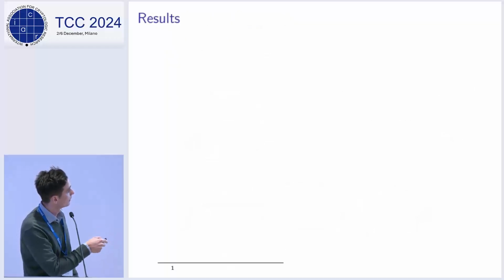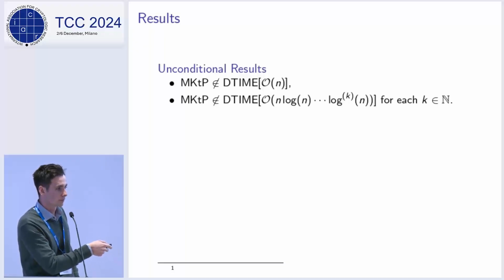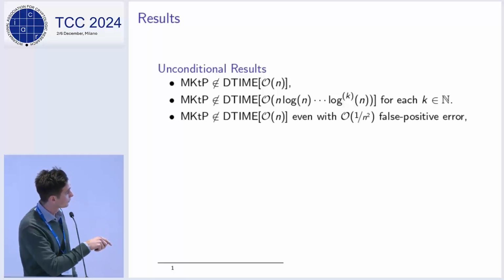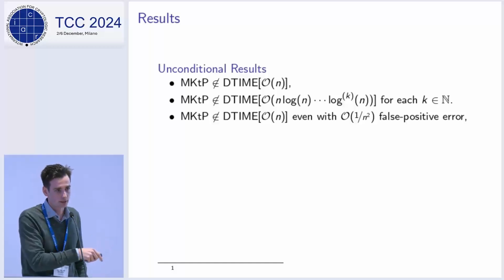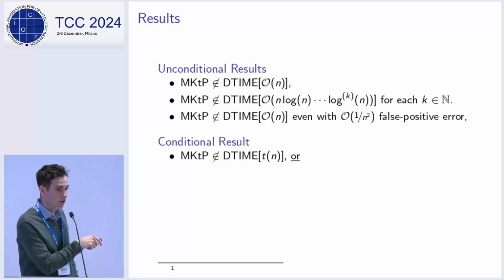Yeah, and then the results are essentially that MKTP is not in linear time. You can extend it slightly to be slightly more than linear time, and you can even allow for some false positive error. I don't have time to go into the details, unfortunately, but just talk to me afterwards, I can explain it to you. And then there are some conditional results as well. Namely, either it's in time t or it's not in linear time, but you can tolerate some false negative error. And false negative is a bad error. We don't want false negative error. But in this conditional result, you can also tolerate some false negative error.